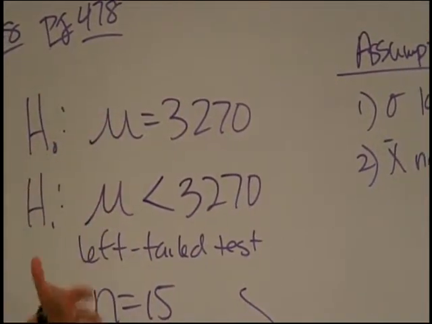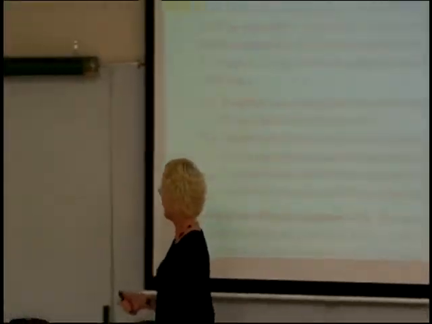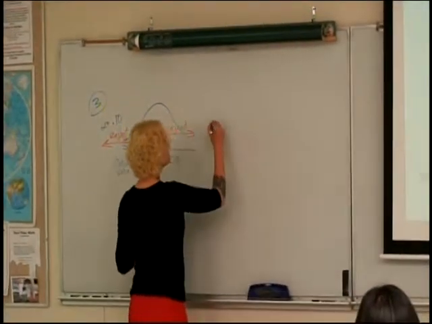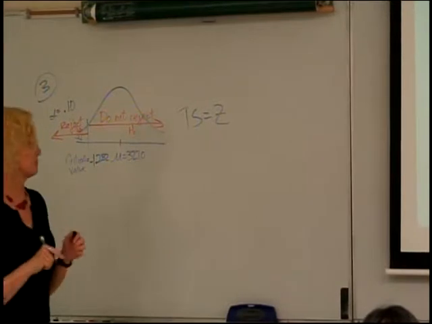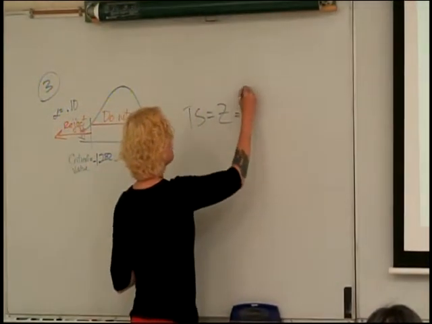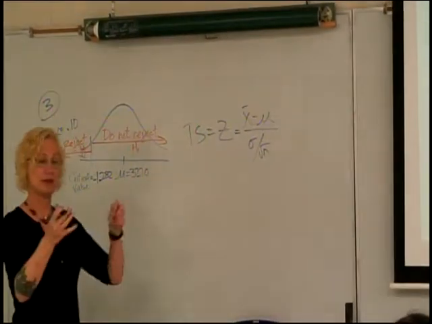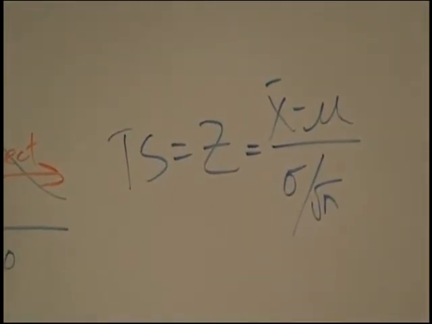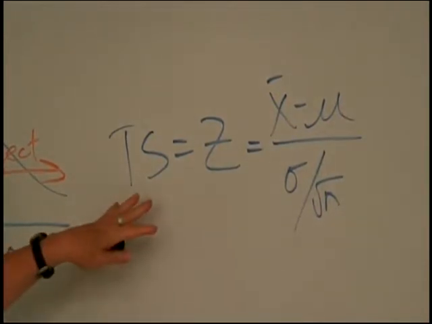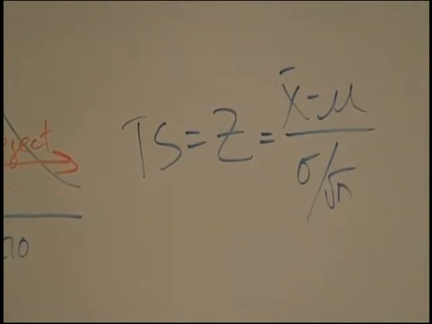Okay, so now the next step is we calculate our test statistic. So we find out exactly how far away the sample value is from the hypothesized mean. So we've got x bar minus mu over sigma divided by root n. Every hypothesis test has hypotheses. Every hypothesis test has sample data. Every hypothesis test has a test statistic. They don't always have a critical value. That's only for the critical value approach. But they always have a test statistic.